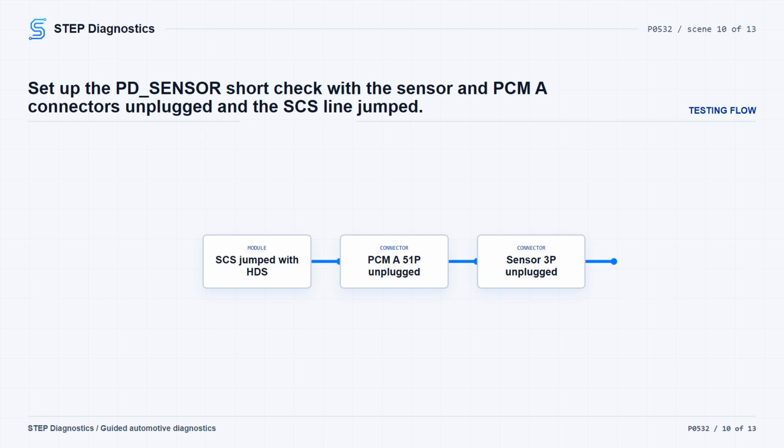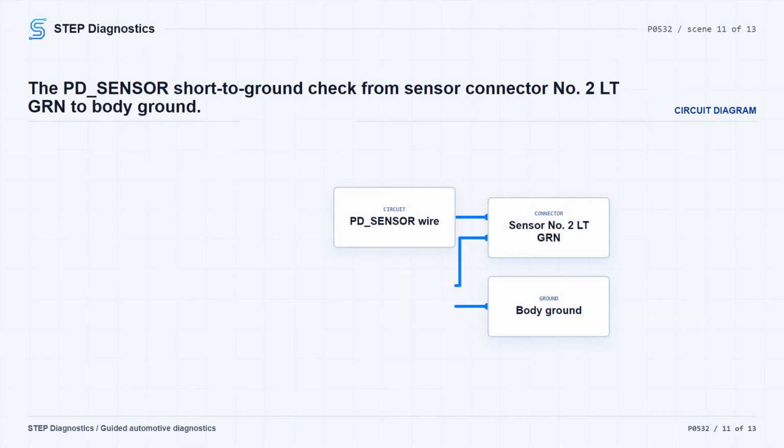Turn the ignition off, jump the SCS line with the HDS, and disconnect PCM connector A, the 51P connector. With the A/C pressure sensor 3P connector disconnected, check continuity between A/C pressure sensor connector No. 2 LTGRN and body ground. If there is continuity, repair the short in the PD sensor wire between PCM-A27 and the A/C pressure sensor. If there is no continuity, the PD sensor wire is okay.